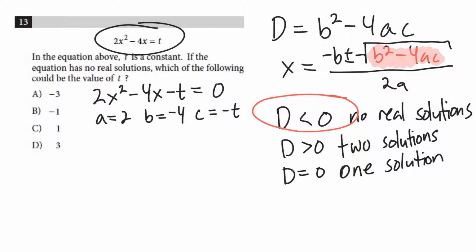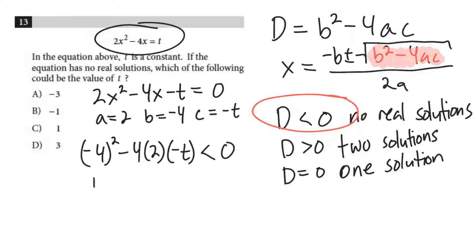Okay, so I've got my B value, which is -4. That's going to be squared, minus 4 times A, which is 2, times C, which is -t. And I want to know when that is less than 0. Okay, I'm going to simplify the left side. -4 squared is 16. And then -4 times 2 is -8 times -t. That's going to be plus 8t is less than 0.